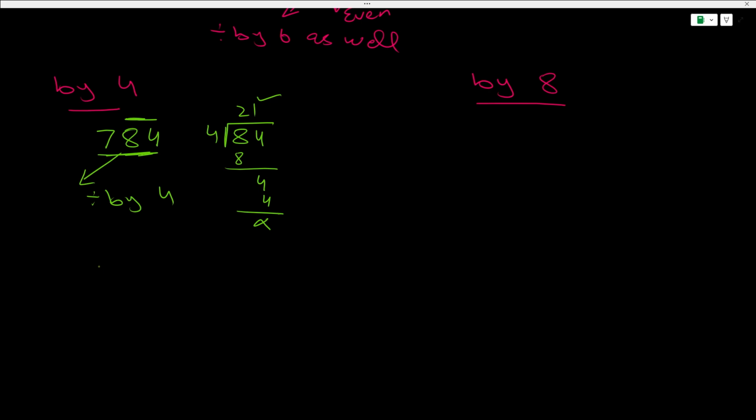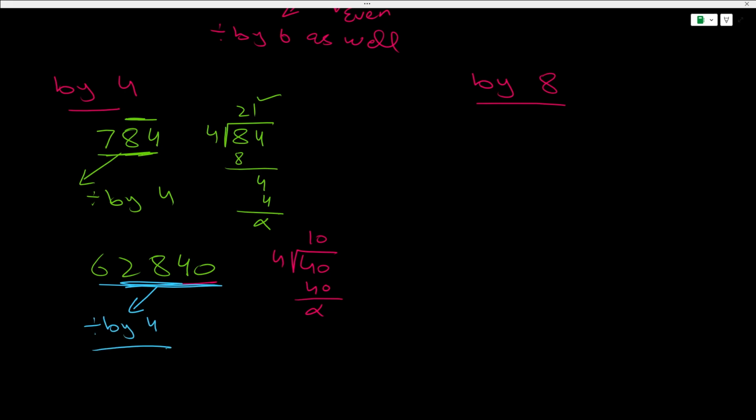Now we say this number is also divisible by 4. Let's take another example, that is 62840. We will take the last two digits, these are 4 and 0, and start to divide it by 4. 4 times 10, 40. So it is exactly divisible by 4. So we say this number is divisible by 4 as well. You can do as many examples as you want.